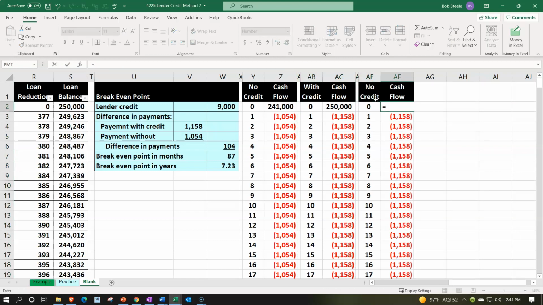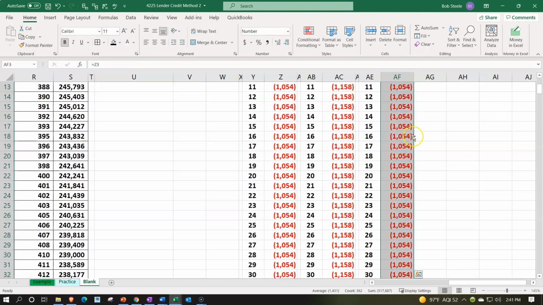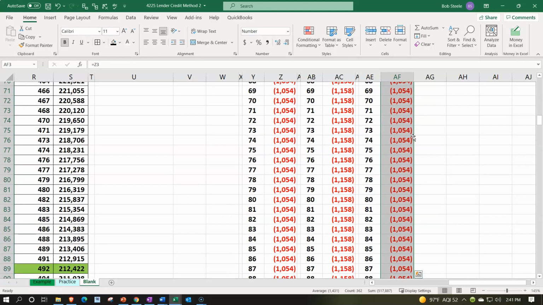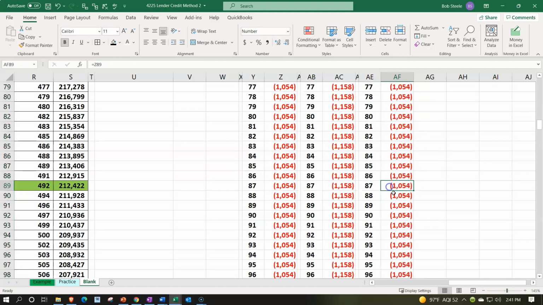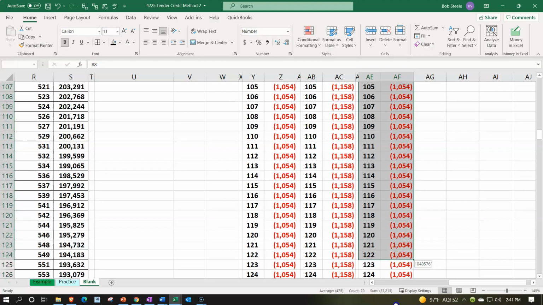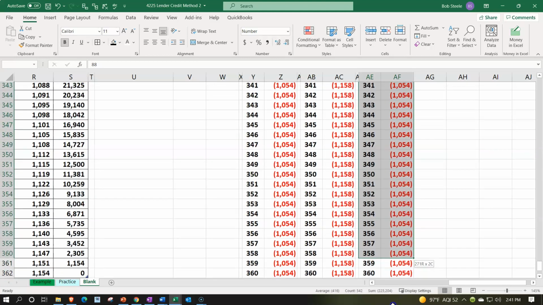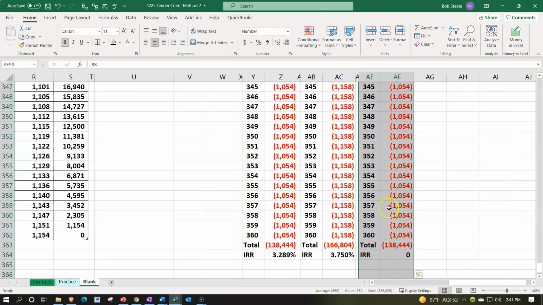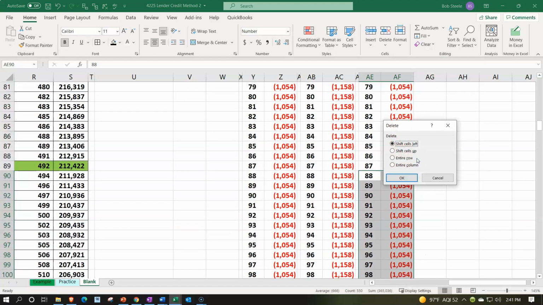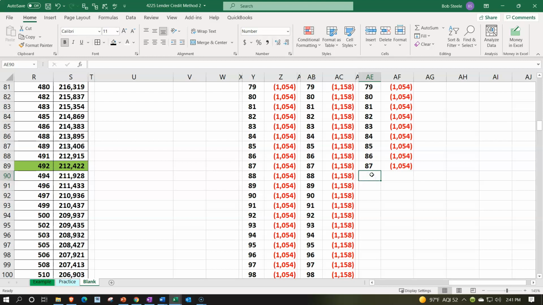So we've got our data, which is going to be equal to that 241. This is going to be equal to the outflows with the no credits. And I'm going to go down to 87 payments and look at the IRR there. Let's go down to 87 payments right there. Delete everything below that. So let's remove everything under there. Right click, delete, shift cells up. And let's do our calculation right here with the total equals the sum.